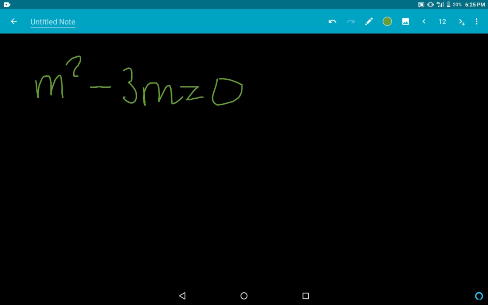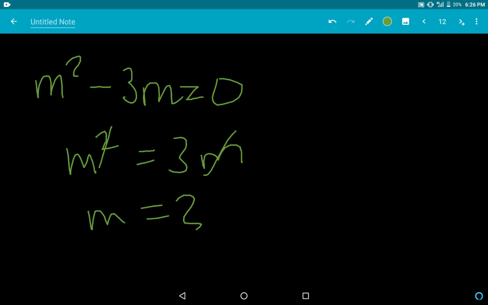So this thing I can write as m. Never write this, I have seen many people do this: m square equal to 3m, then cut, m equal to 3. Answer is there, I am very happy. No.